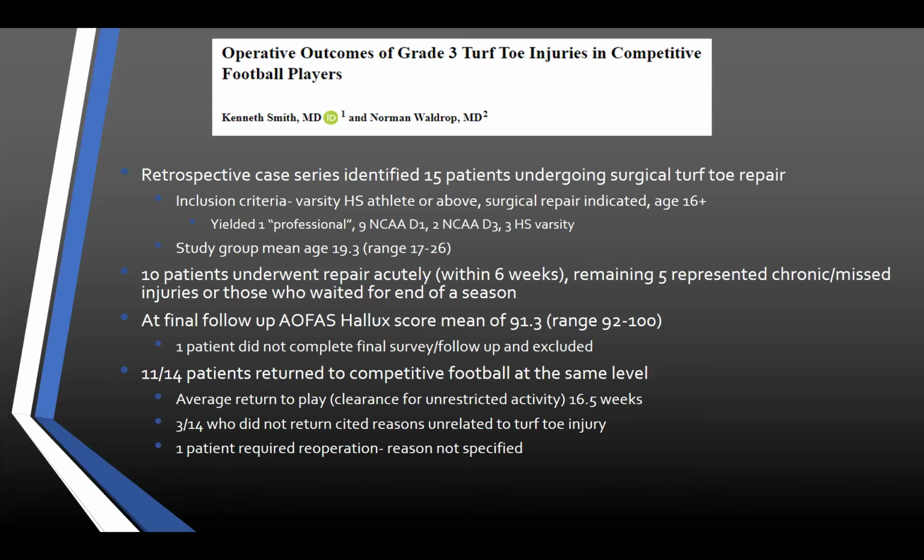So one thing to note is that their study reported that although 11 out of 14 patients did return to competitive play of football, they did remove one patient who had a complication and did not complete the final follow-up survey, so he was excluded.